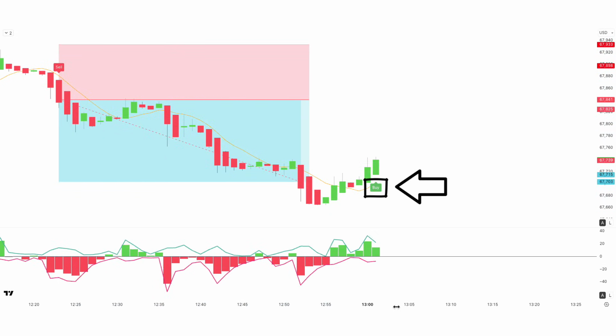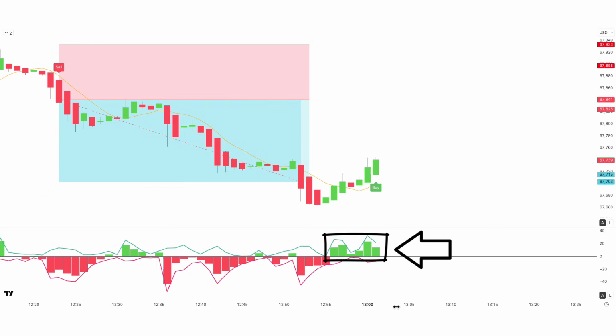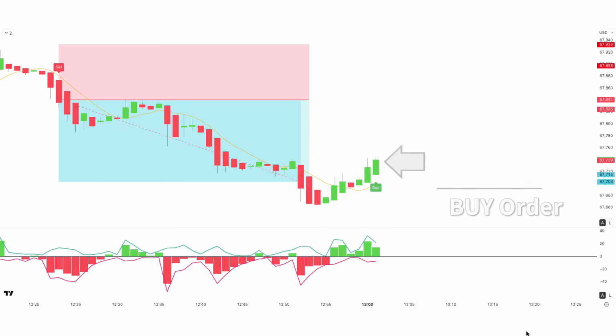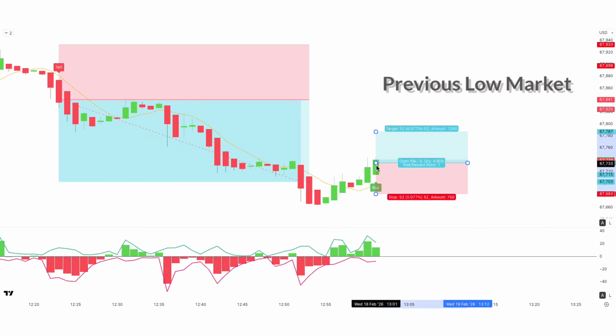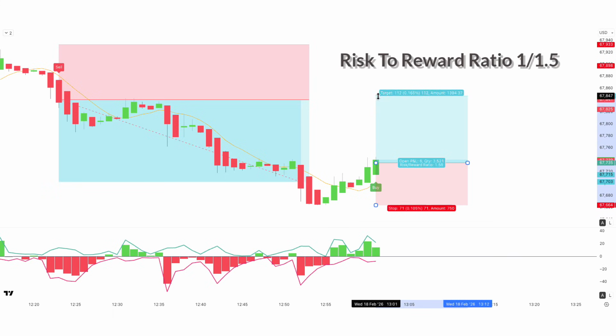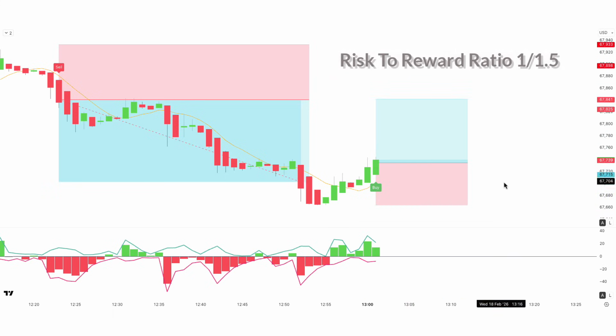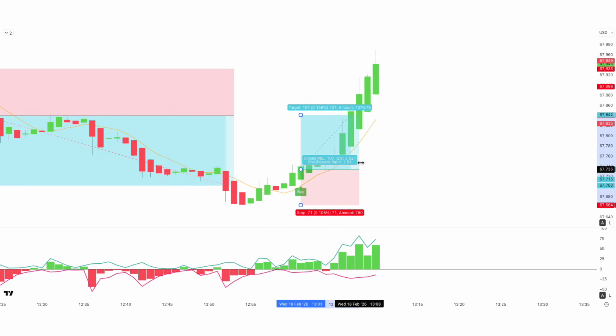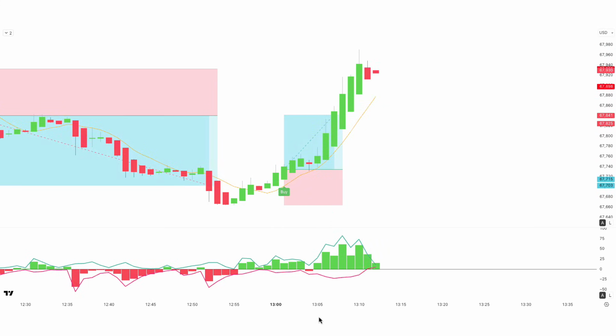Here the breakout pullback arrow of this indicator is a buy signal. Here the Elder Ray indicator shows green columns. Here the market has made a bullish candle to give confirmation. So all our conditions are being fulfilled, so we are placing an order to buy. Our stop loss is to be placed at the previous low of the market, and the risk to reward ratio will be 1:1.5. We have won the trade. Let's find the next trade.